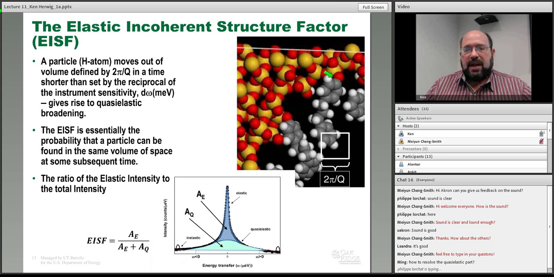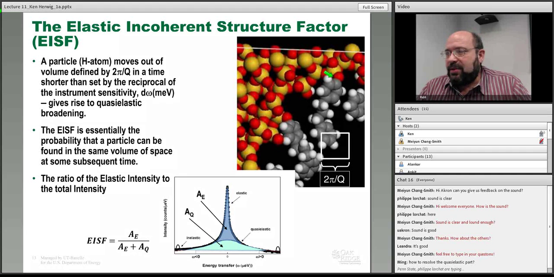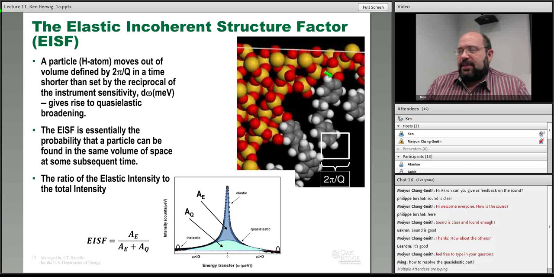Philip asks, how would you resolve the quasi-elastic part? Was that Philip's question? No, that's your question. Okay. Sorry. Ming, there's another question. So how do you resolve the quasi-elastic component?